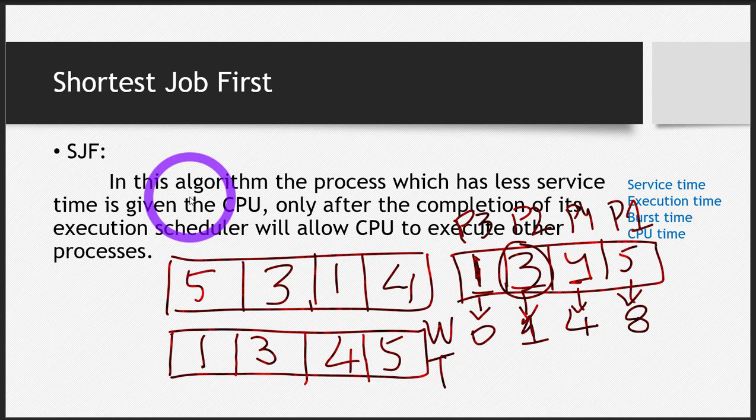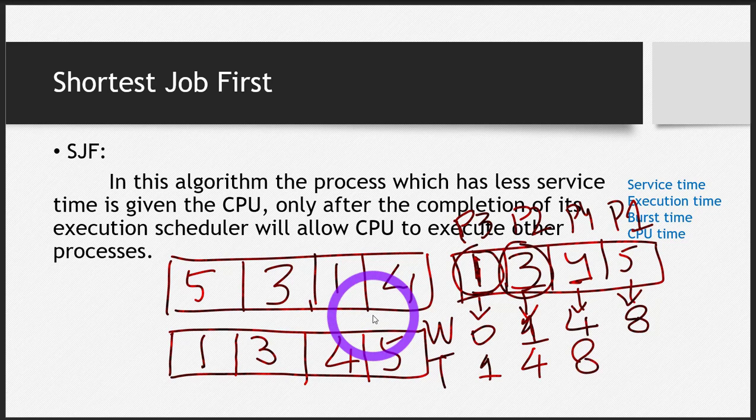What is the total time? The total time for the first process is 1, because service time plus waiting time equals total time, so 1 plus 0 equals 1. The total time for the second one will be 3 plus 1, service time plus waiting time, that equals 4. For the next, it will be 4 plus 4 equals 8, and for the last one, 5 plus 8 equals 13.